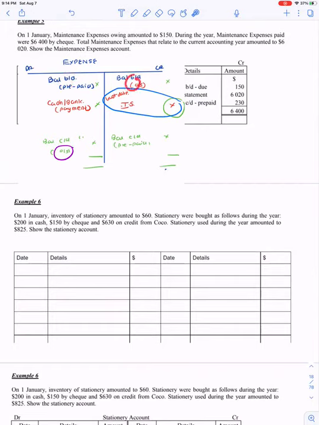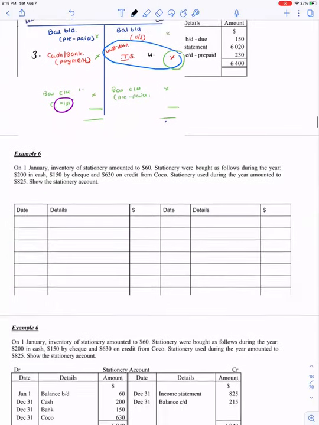Outstanding expenses, the amount yet to be paid, appear on the credit side. Opening balances always appear on the same side. Closing balances appear on the opposite side. Then we pass the entry for expense paid. And after that, we pass the entry for expense transferred to the income statement.